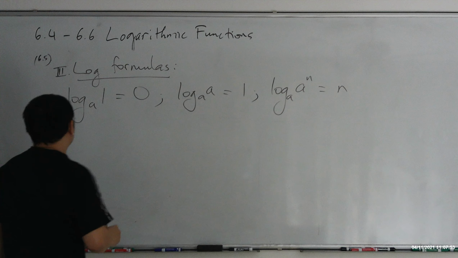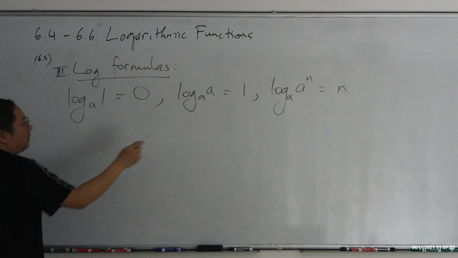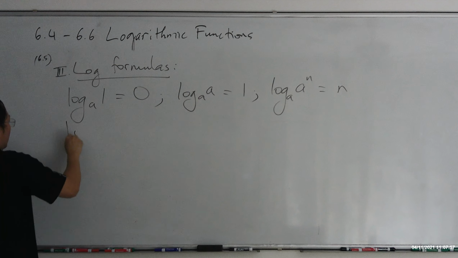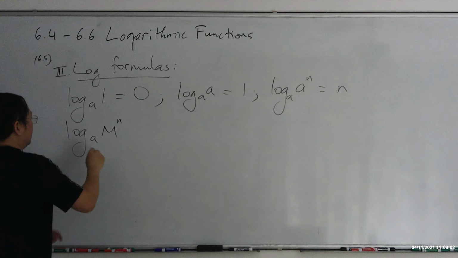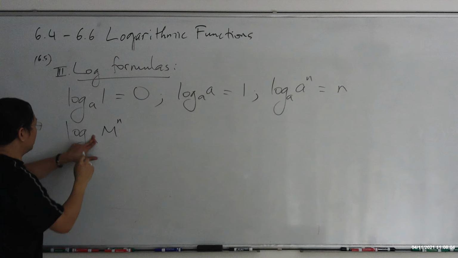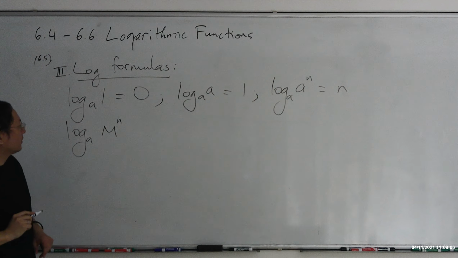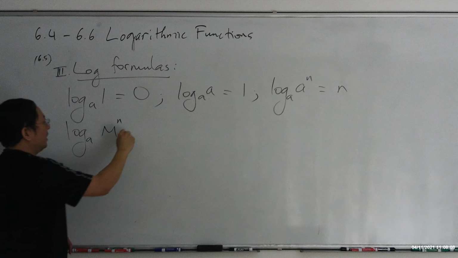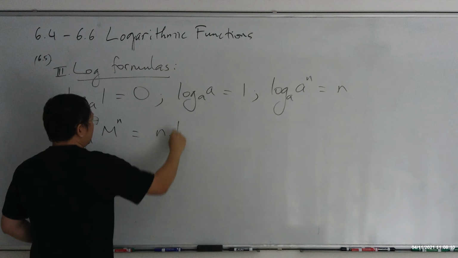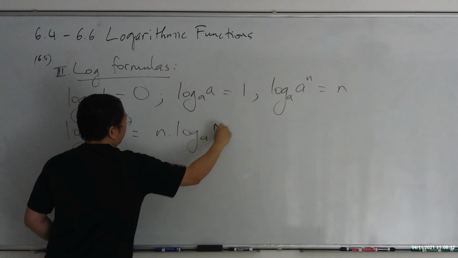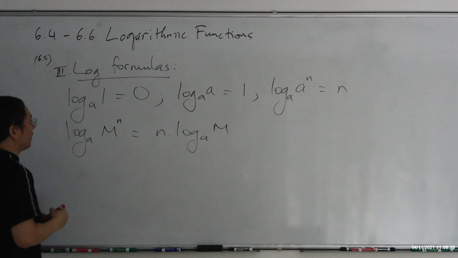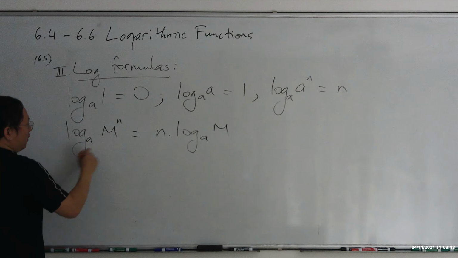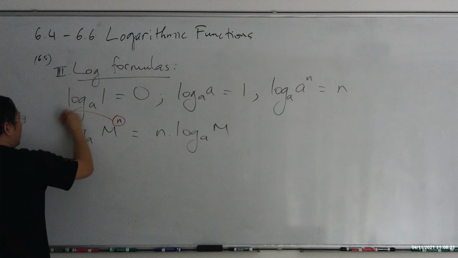Let me write another one which is a little more general than this one. Say I have log base a of m to the n. This is the base number. This is going to be equal to n times log base a of m. Think of it this way: whenever you have an exponential form inside the log, you take the exponent and bring it outside.